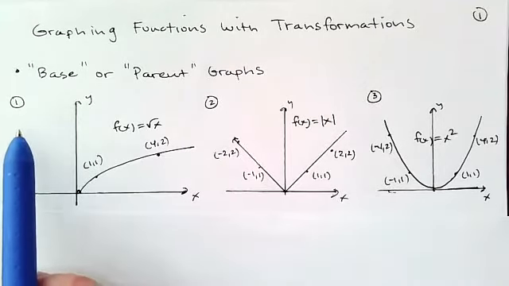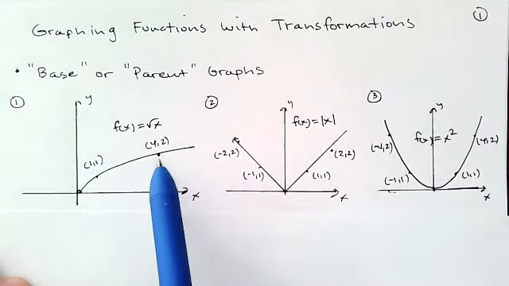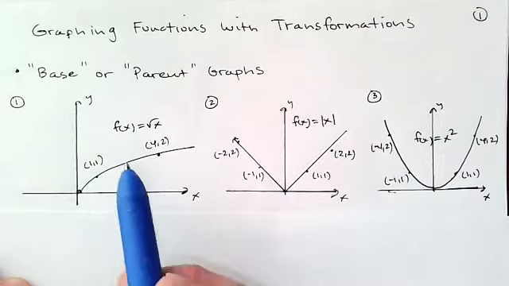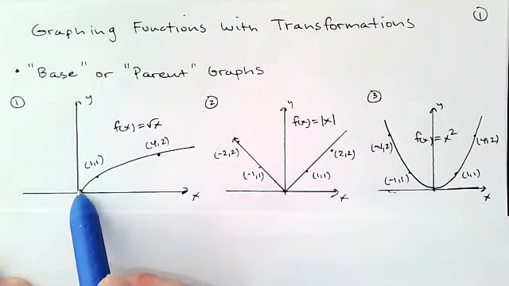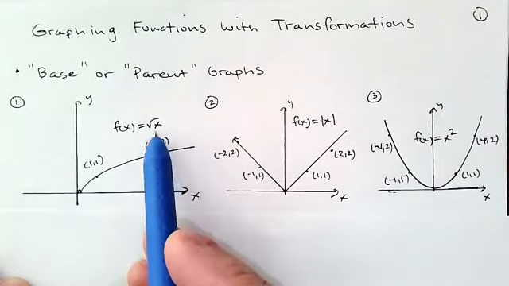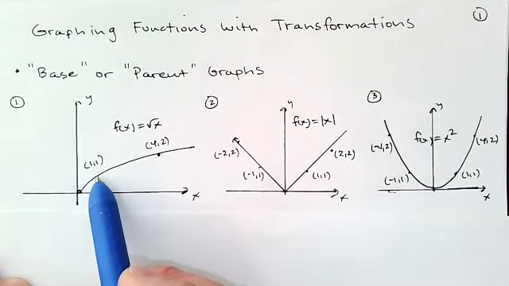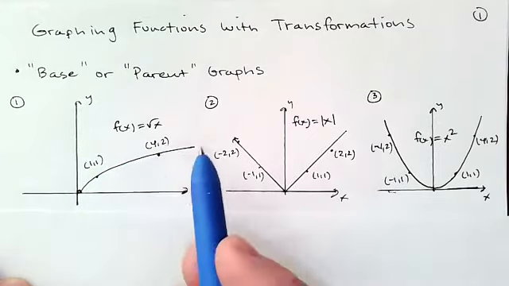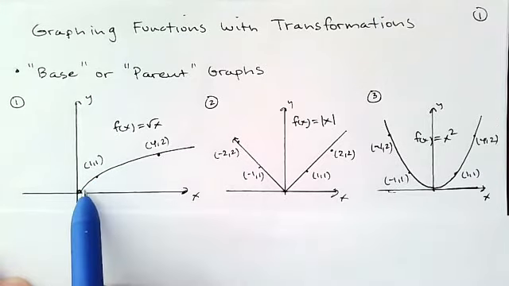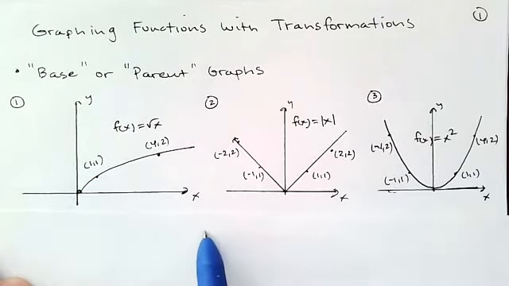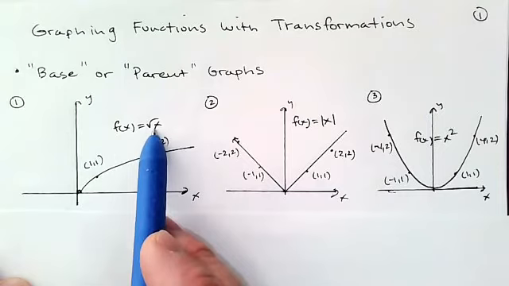So I'm going to introduce 4 quote unquote base or parent graphs. These are just the simplest versions of these types of graphs. So the first one is f of x equals the square root of x. If you just plot points, the smallest number you can take the square root of is 0, and the square root of that is 0, so it passes through the origin. And you can plug in points. Square root of 1 is 1, square root of 4 is 2, and so if you put those together, it kind of curves off. It's actually half of a sideways parabola. That's going to be one of our other graphs.